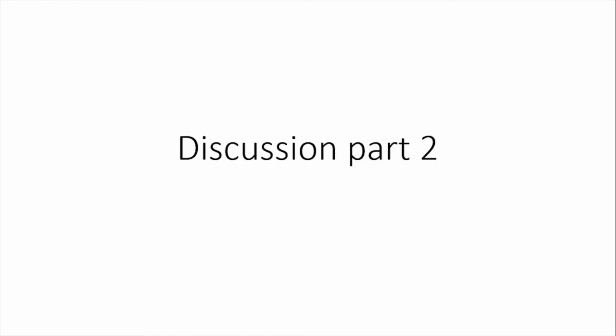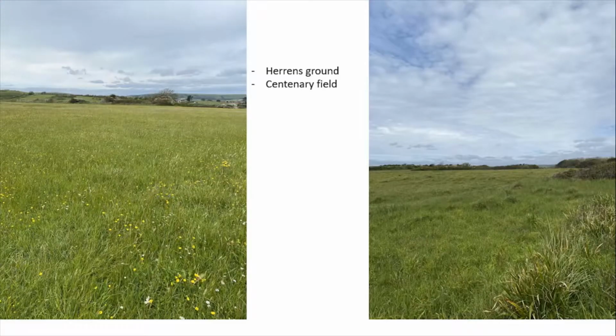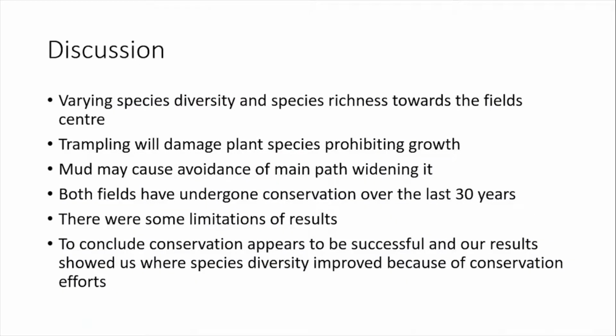This section covers human interaction with the site. On the left is Heron's Ground, and on the right is Centenary Field, the last two fields we did in our investigation. Results further away from the centre of the path showed a decrease in bare ground and an increase in forbs and grass. This is evident from our results.